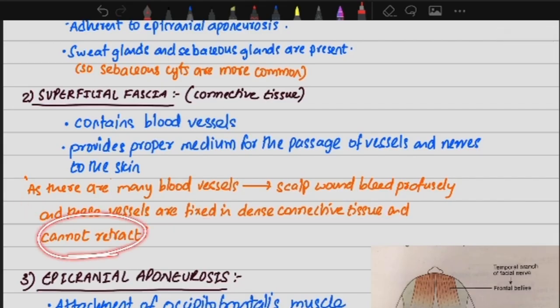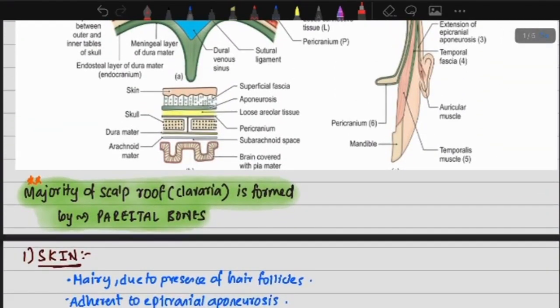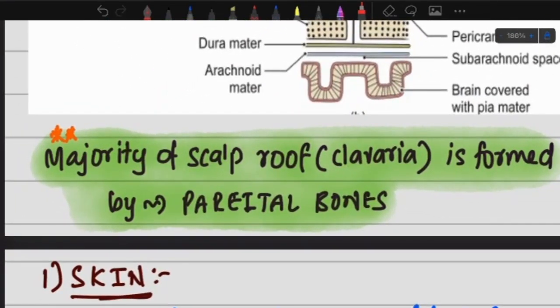tissue and cannot retract. Now before entering into the third layer, I just want to give a small MCQ point here. The majority of the scalp roof, which is known as calvaria, is formed by the parietal bones. Of course a simple basic question, but you need to know.